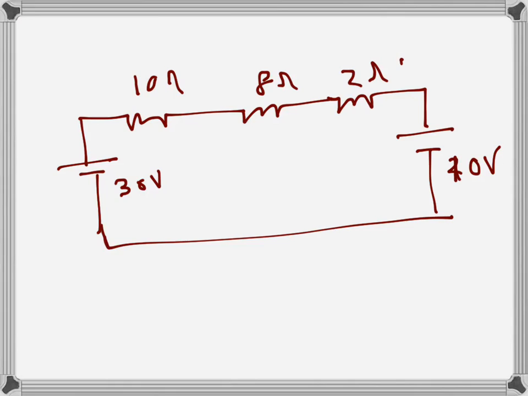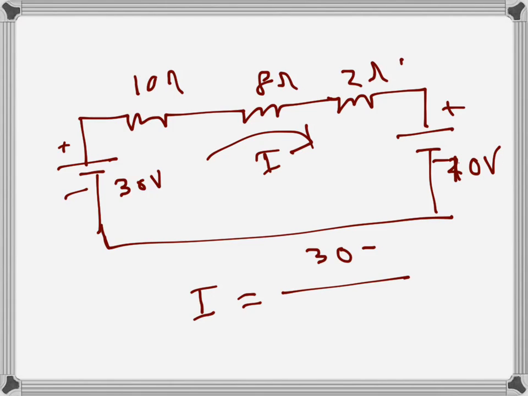Now we know the current direction, since this is plus minus here and this is plus minus here, will ultimately be in that direction, because 30 volts is higher. So this is 10 volts. There will be just one current because it's a series circuit. So the current through 8 ohms, if we call it I, will be 30 minus 10 divided by 10 plus 8 plus 2, so that will be 20 divided by 20, which is 1 amp.